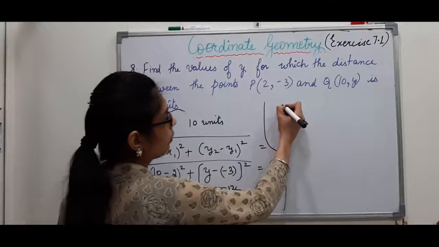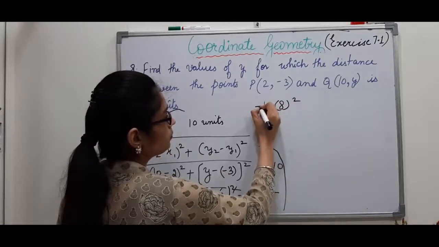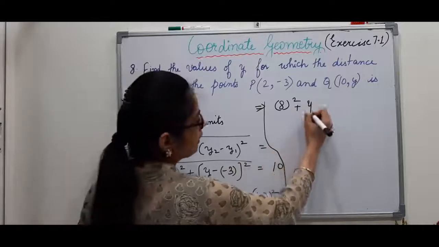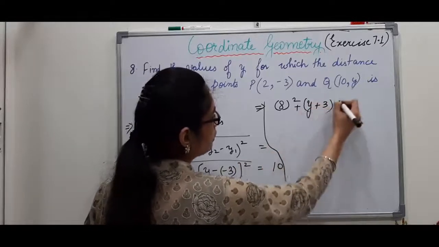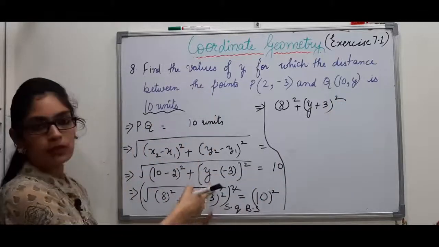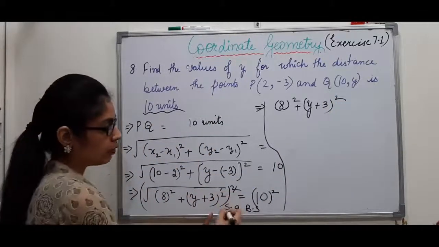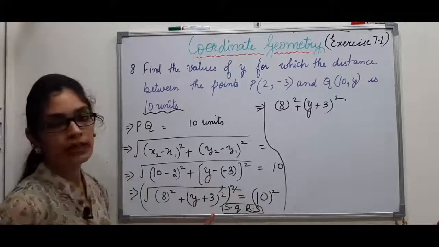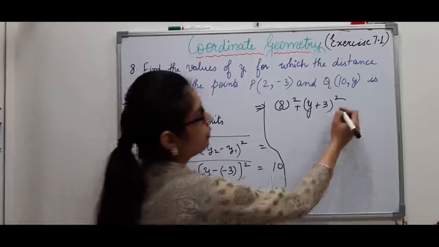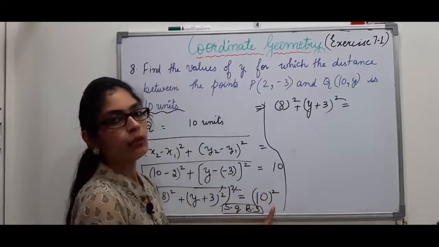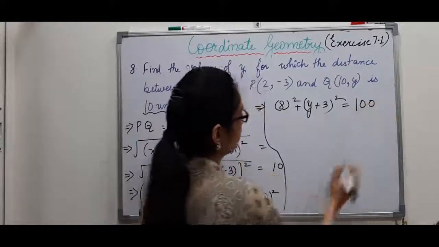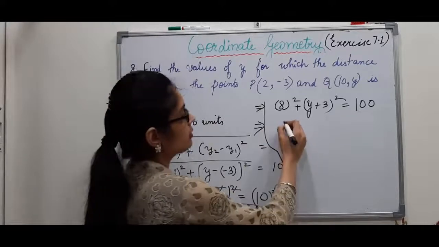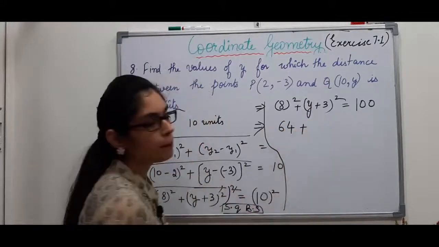So here I can write now 8 square plus y plus 3 whole square. See, so this root I don't have to write now because I have already squared both the sides, and with this square this root is cancelled. So on the other side, whole square of 10 into 10 will be 100. So we can solve it now. 8 square, 8 into 8 it is 64 plus y plus 3.